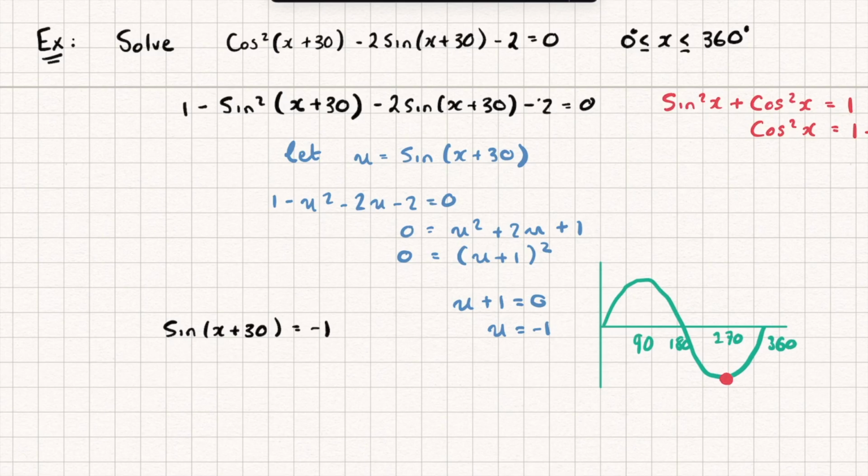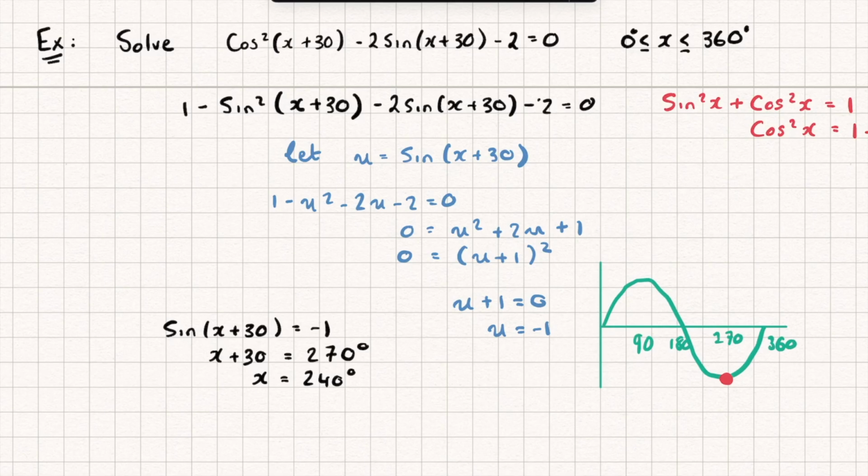So within each period, there's actually only going to be one solution. And so I could use my calculator to do inverse sine of negative 1, but I can actually see it quite clearly just by looking at my sketch. It's when x plus 30 equals 270. So let's write that in. Equals 270 degrees. I'm now going to subtract 30 from both sides, and I get x equals 240 degrees.